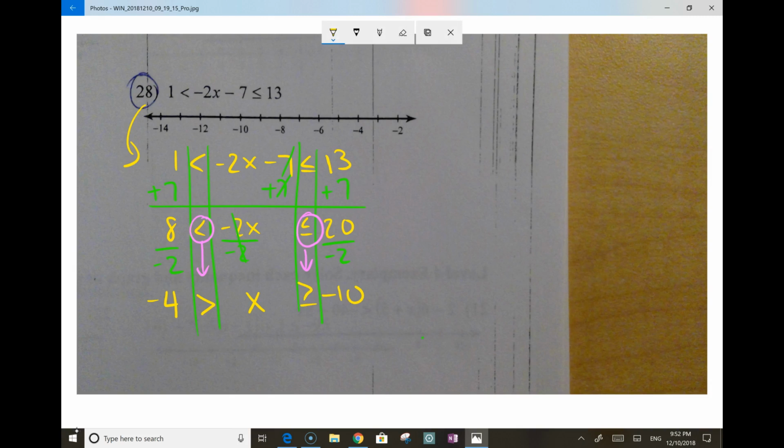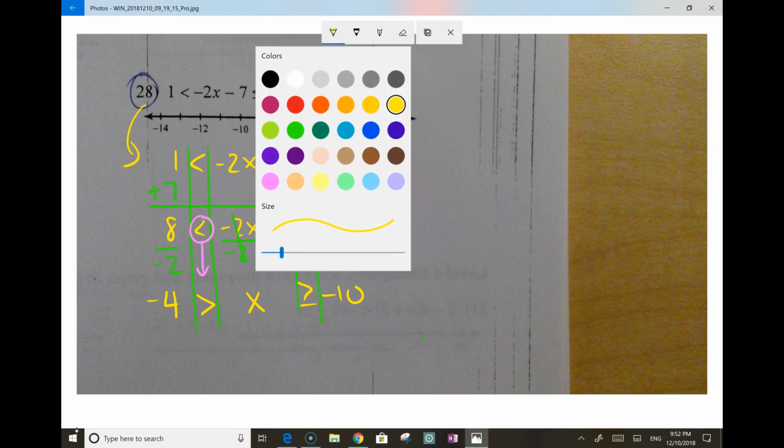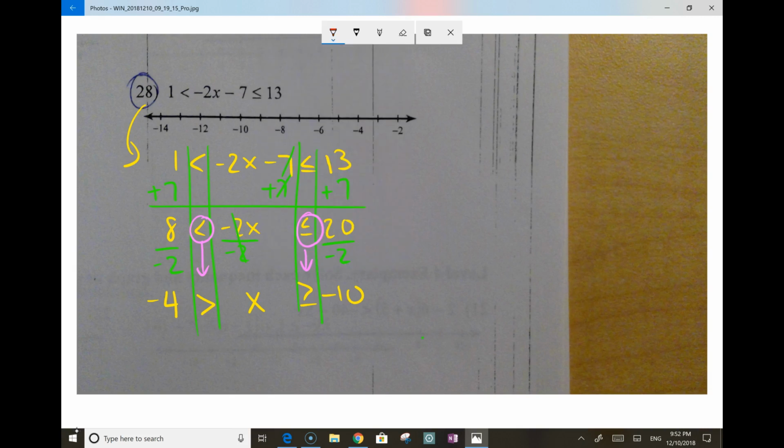Now, before graphing, because my x is isolated now, what we now need to do is one other step, which is we have to take this and create a conditional statement, which is an if-then statement. And what I mean by that is this. I'm going to say if negative 4 is greater than x, then that means that x is less than negative 4. And this is the form that I want to graph from.